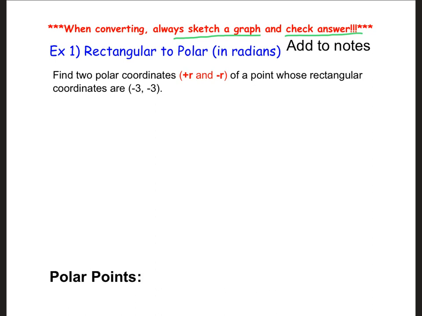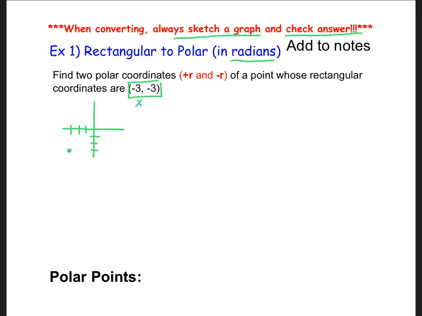Okay, so we're going to be converting our rectangular point, which is -3, -3, into a polar coordinate. We're going to be using radians, not degrees. And I want you to find two polar coordinates, one with a positive radius and one with a negative radius, that would match this point. So first, if we visualize it, the point -3, -3 is, of course, going to fall over here in quadrant 3. Okay, so kind of keep that in mind in terms of where it is.